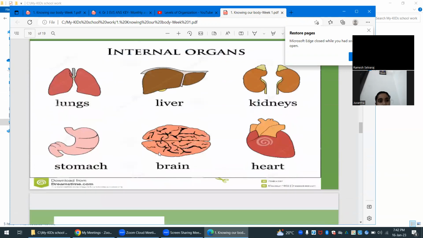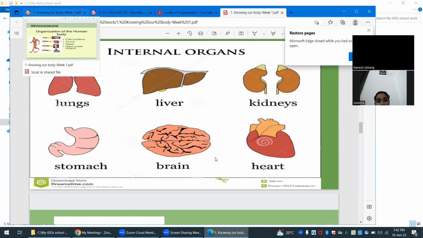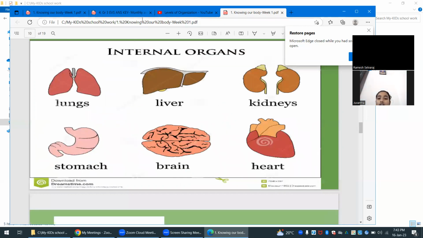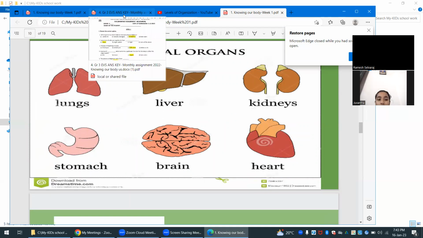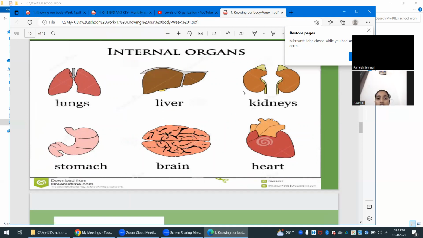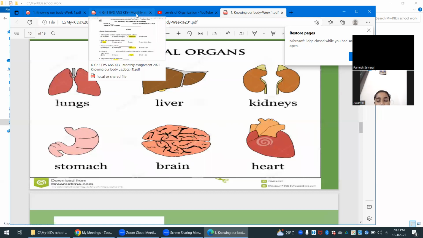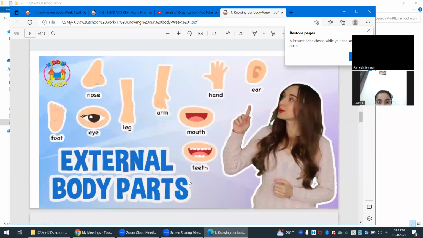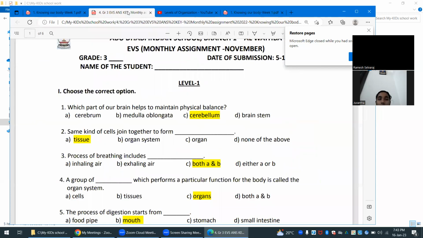Internal organs. If someone asks you, what are the examples of internal organs? Can you tell what those are? Examples of internal organs are heart, liver, kidney, brain, stomach, lungs. Yeah, right. You are able to answer very easily. And external organs examples: nose, leg, hand, mouth, teeth, etc. Okay, right. Correct.